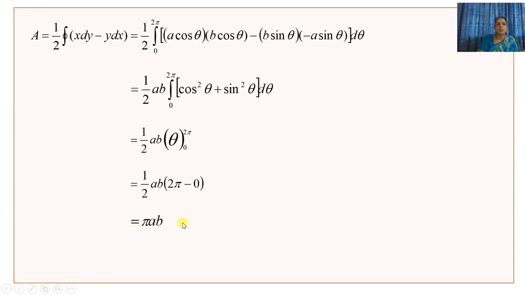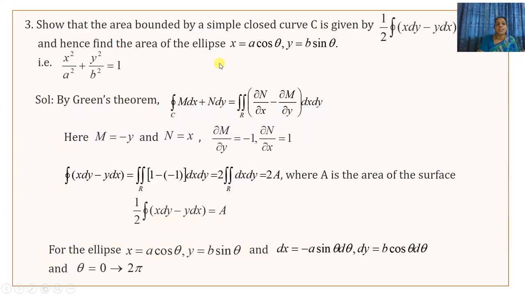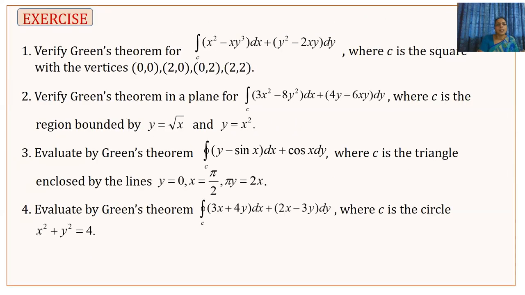Similarly, you can also find the area of the circle x square plus y square is equal to a square by taking x is equal to a cos theta, y is equal to a sin theta. You can try with that. Now, these are the problems on Green's theorem. So, these are the two varieties of examples on Green's theorem. Now, I have given you an exercise where both the models are covered.